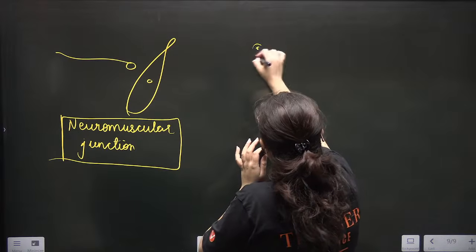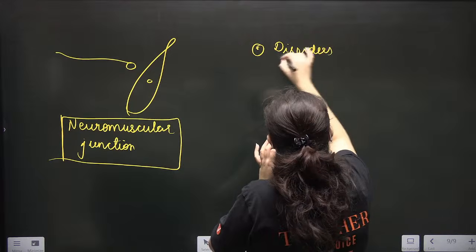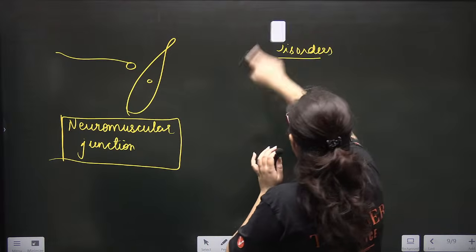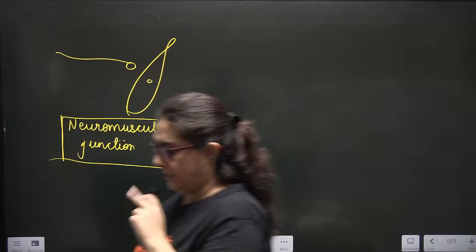Now, there are no disorders in neural control, because the sense organ and disorder part is deleted. Okay.